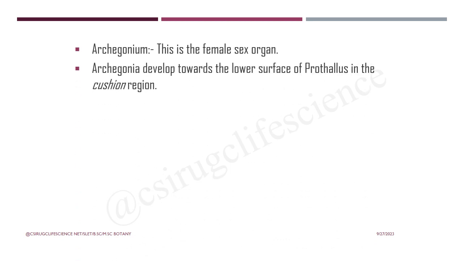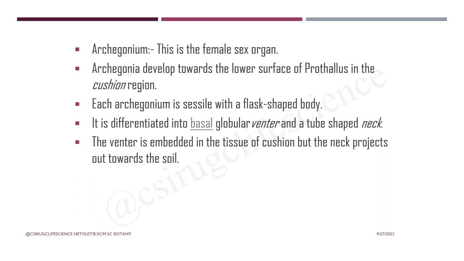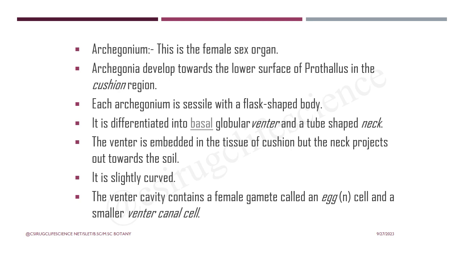So archegonium is the female sex organ. Archegonia develop towards the lower surface of the prothallus in the cushion region. Each archegonium is sessile with a flask-shaped body. It is differentiated into a basal globular venter and a tube-shaped neck. The venter is embedded in the tissue of the cushion, but the neck projects out towards the soil. It is slightly curved. The venter cavity contains a female gamete called an egg cell and a small venter canal cell. The neck cavity contains one neck canal cell with 2 nuclei.